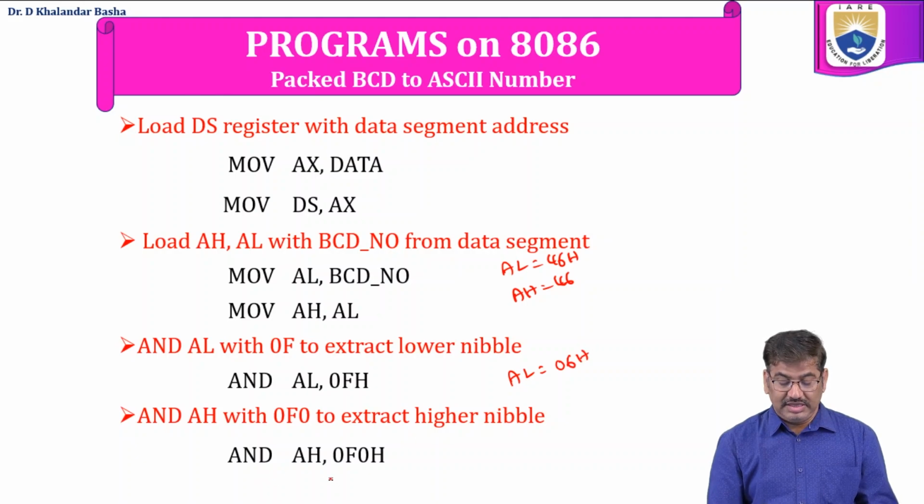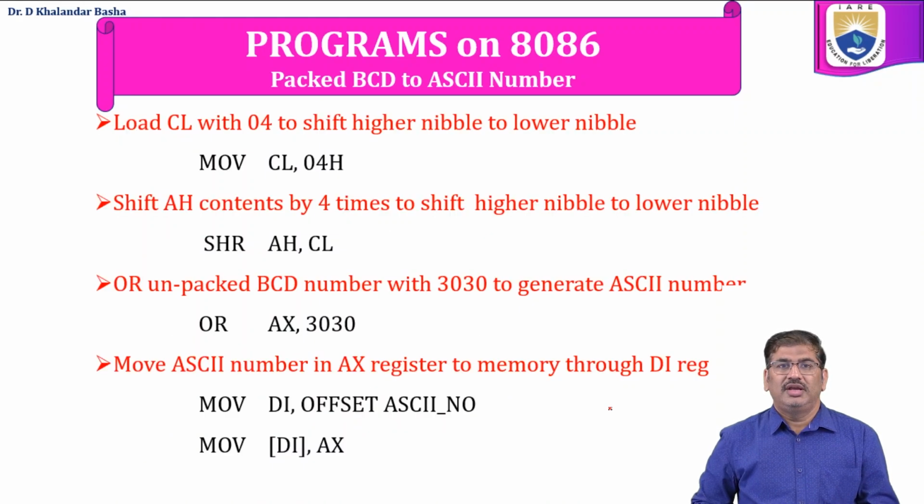Then AND AH comma F0H. So when you AND with F0H, in AH contents the upper 4 bits will be retained, the lower 4 bits will be cleared. So we are going to get this as 40H. Then for shifting the upper nibble to the lower nibble, we will shift the contents towards the right side by 4 bits by loading the count, that is CL register with 04H, then you go for shifting. So after shifting, the AH contents is equivalent to 04H.